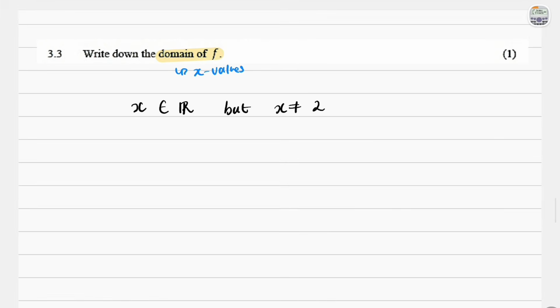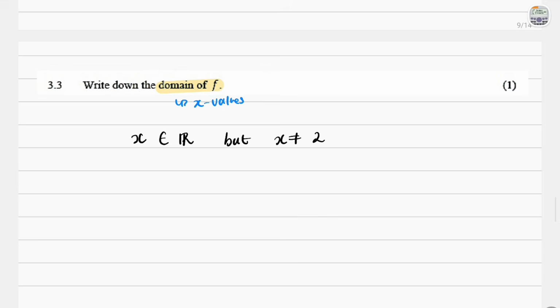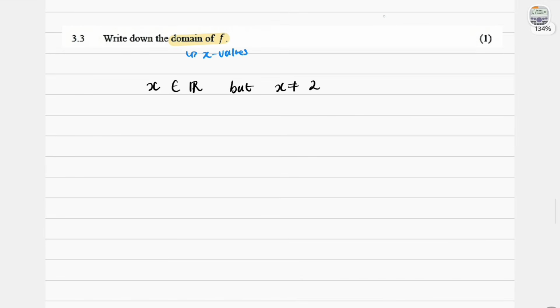It will work the same for the range. The range is just all the possible y values, and you have to think about where it will not have a y value. And that is our answer. Moving on to the next question.